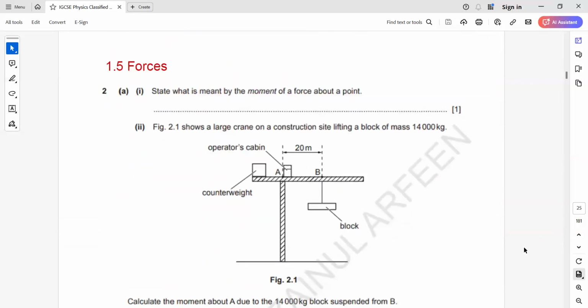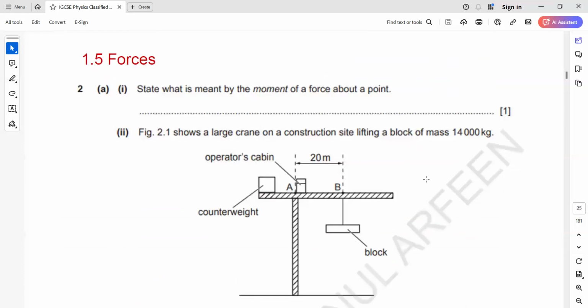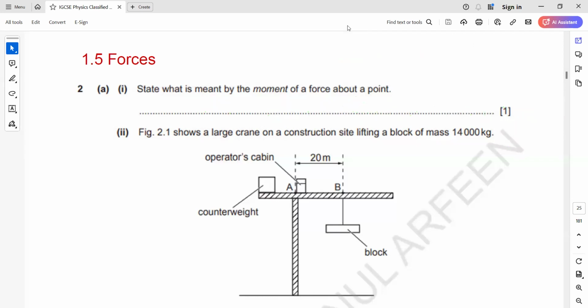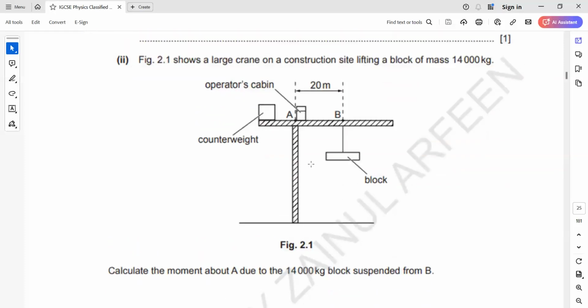The next question is related to the topic moment. State what is meant by the term moment of force about a pivot. So, the turning effect of the force, or you can also say the product of force and perpendicular distance. You can also write the formula that moment is force multiplied by perpendicular distance. Or you can say moment of a force means the turning effect of the force about a pivot.